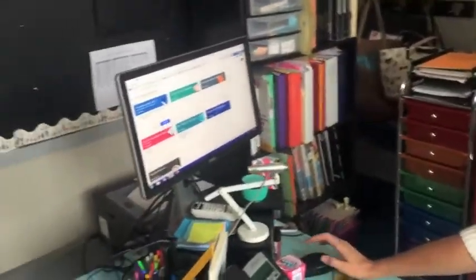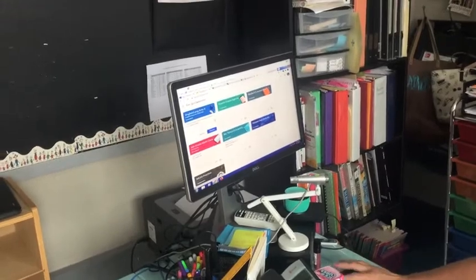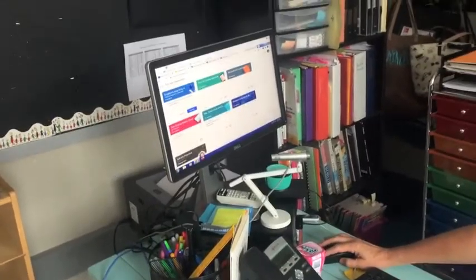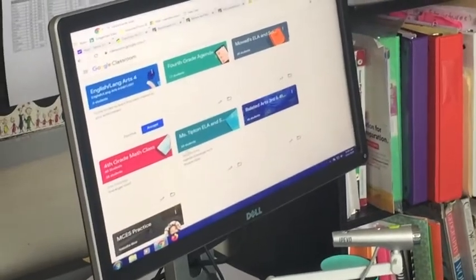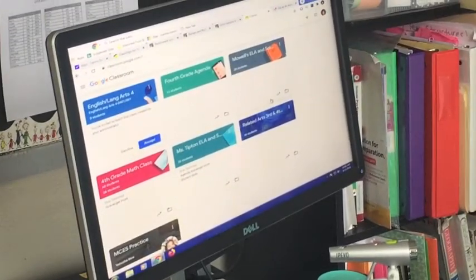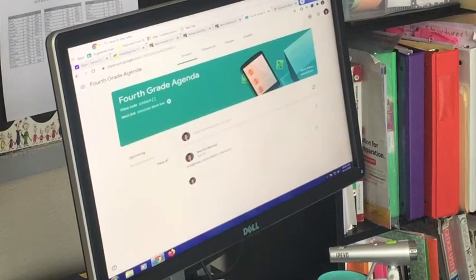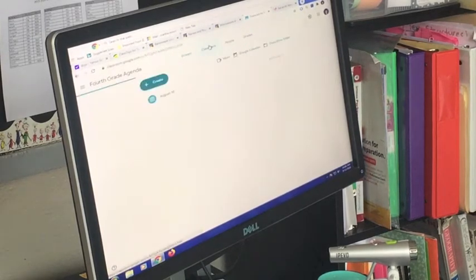So for example, this is Google Classroom, and these different boxes represent the different classes. They've already signed on to these, and it's already uploaded. This is the 4th grade agenda, so they would just pull that up. Are you a 4th grade teacher? I am. I'm ELA. Okay.